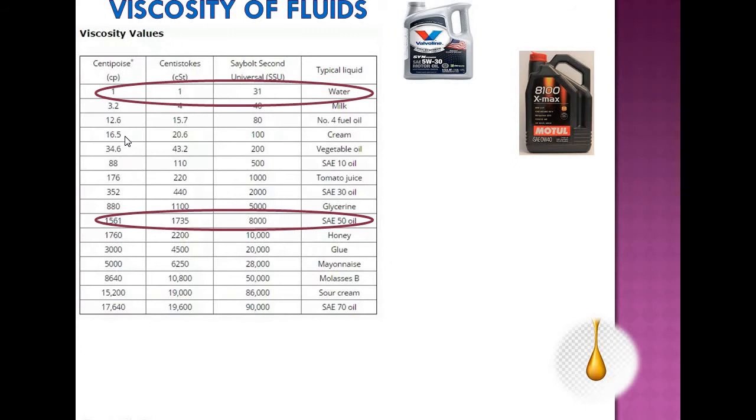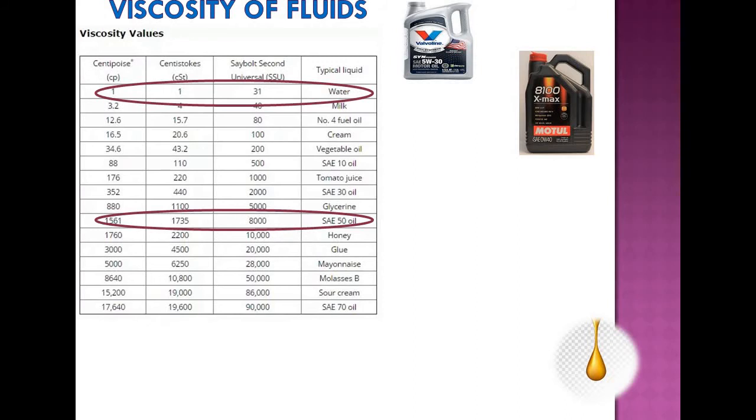If you take cream, it is 16.5 times more viscous than water. If you take SAE 30 oil, that is 352 times more viscous than water, because in terms of centipoise the viscosity is 352. As we move down, the viscosity increases. If you take SAE 70 oil, it has a centipoise viscosity of 17,640. So what I am telling is that this table is shown for a comparative analysis of the viscosities of various fluids that we come across in engineering practice.